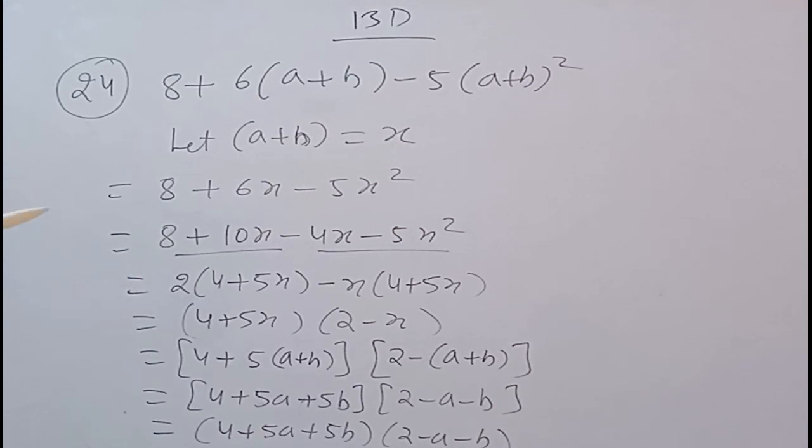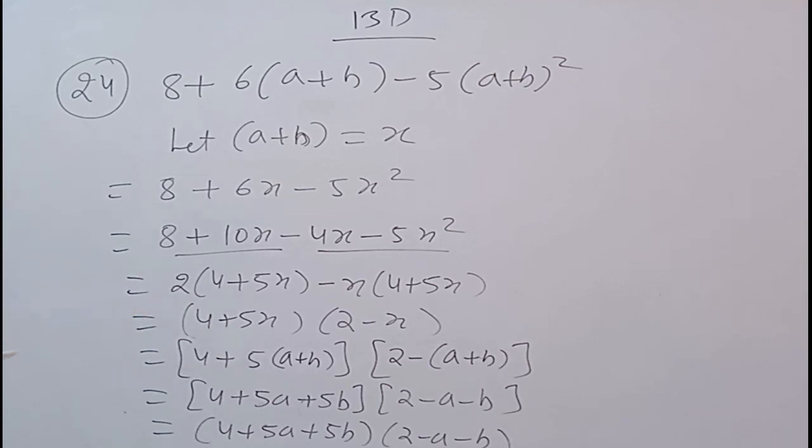So 8 plus 10x minus 4x minus 5x square, make the two pairs. In the first pair we have the common 2. So inside the bracket we get 4 plus 5x. In the second pair we have the common x. So that will give 4 plus 5x. 4 plus 5x is common from these two terms, take out 4 plus 5x, and in the second bracket we get 2 minus x. Now put the value of x, that is a plus b.